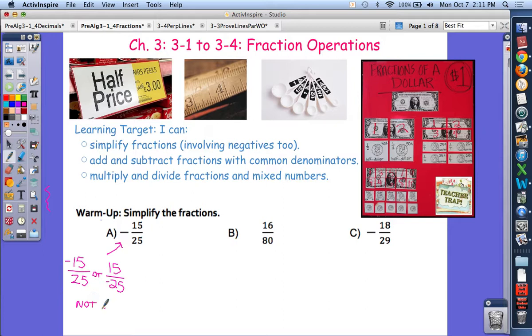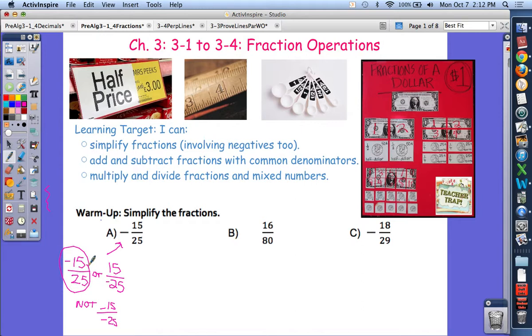But what it's not the same as is if you give each one its own negative. This is going to be a very different answer because a negative divided by a negative would make a positive, and that would cancel out the negative. So you want to make sure that you write it one of these 2 ways. I always put the negative in the numerator whenever you see one out front.